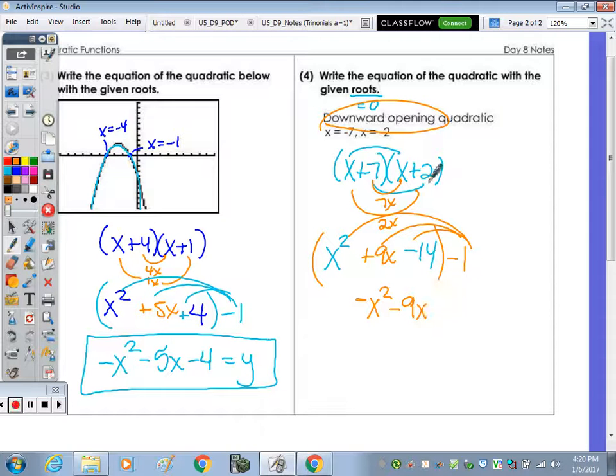Oh, I had a mistake here. Positive 7 times positive 2 is a positive 14. Now multiplying by negative 1 will be negative 14. And it's equal to 0 because we were given the roots and not the graph.